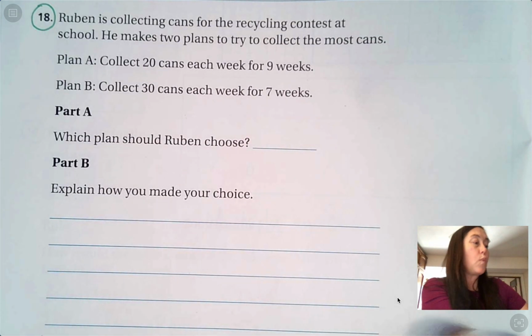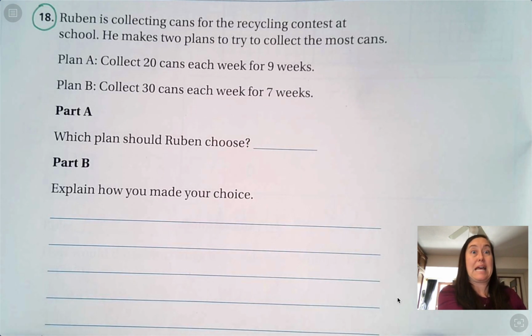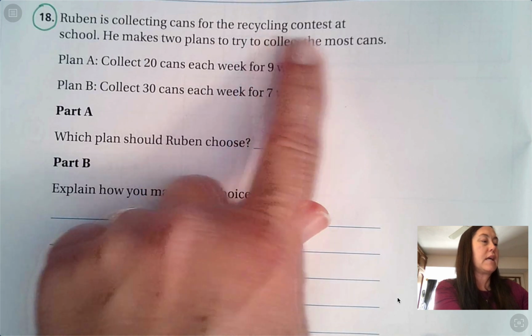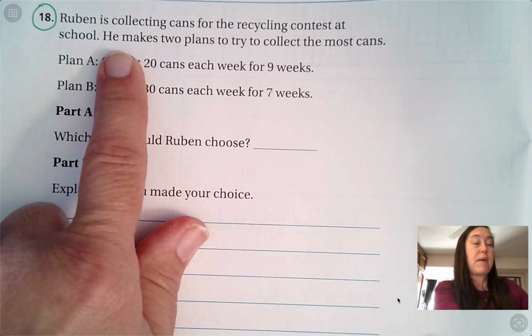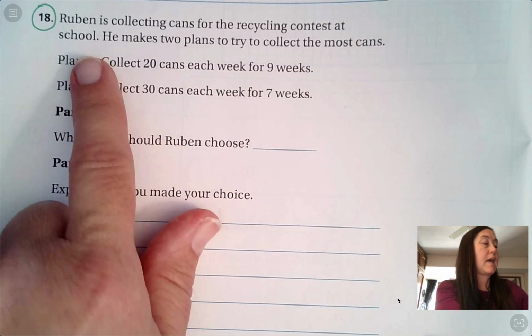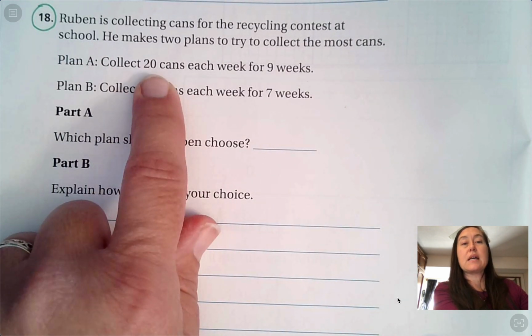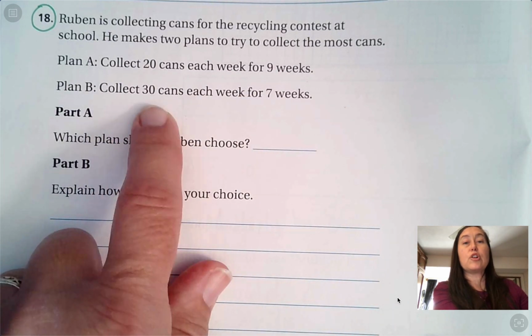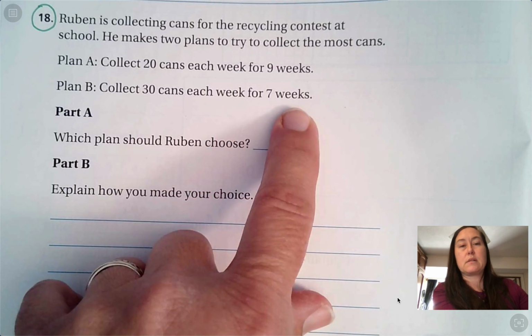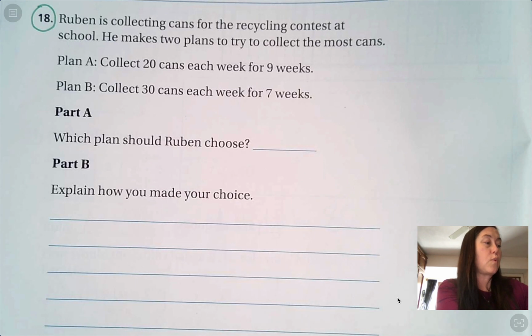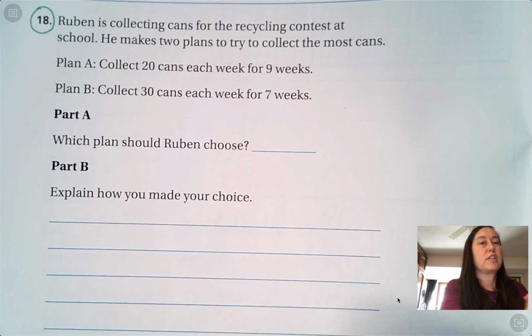All right, last one for today, and tomorrow is your test. Here we go. Ruben is collecting cans for the recycling contest at school. He makes 2 plans to try to collect the most cans. Plan A, collect 20 cans each week for 9 weeks. Plan B, collect 30 cans each week for 7 weeks. Are you already thinking about how we're going to use these numbers? 20 cans for 9 weeks, 30 cans for 7 weeks. Which plan should he choose?